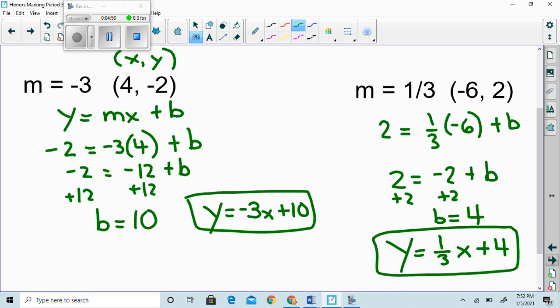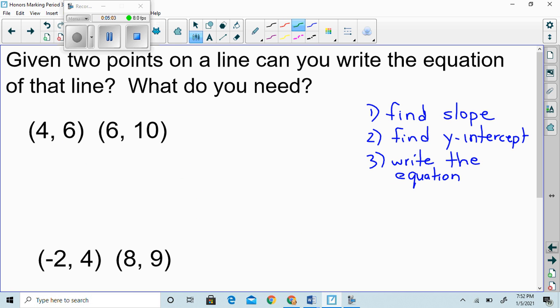But wait, there's more. What happens when you are given 2 points on the line? What do we need? We need to find our slope. We need to find our y-intercept. And lastly, we need to write the equation. So let's begin.